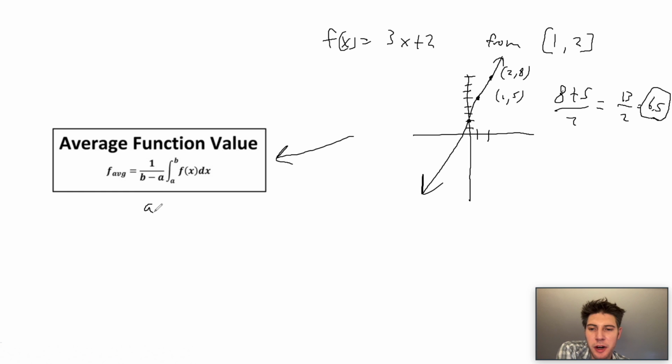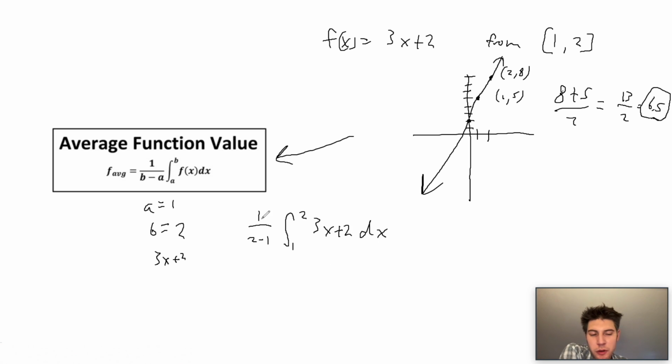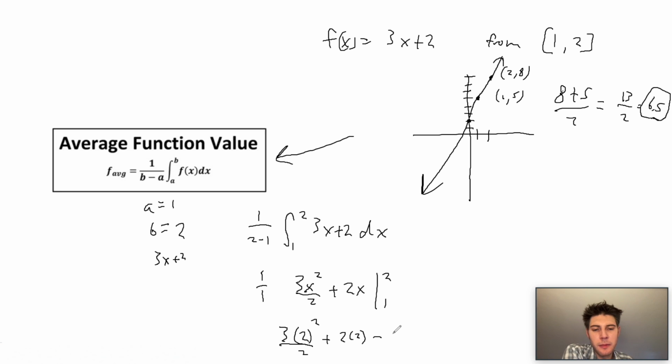So for this formula, we know our a is 1, our b is 2, and our function value is 3x plus 2. So I'll just plug everything in. 1 over 2 minus 1, integral from 1 to 2 of 3x plus 2 dx. Now 1 over 2 minus 1, well, that's unfortunate. It just ends up being 1. So this really doesn't do anything. And then the integral of 3x plus 2 is 3x squared over 2 plus 2x from 1 to 2. Now we can plug in 2 and subtract plugging in 1.